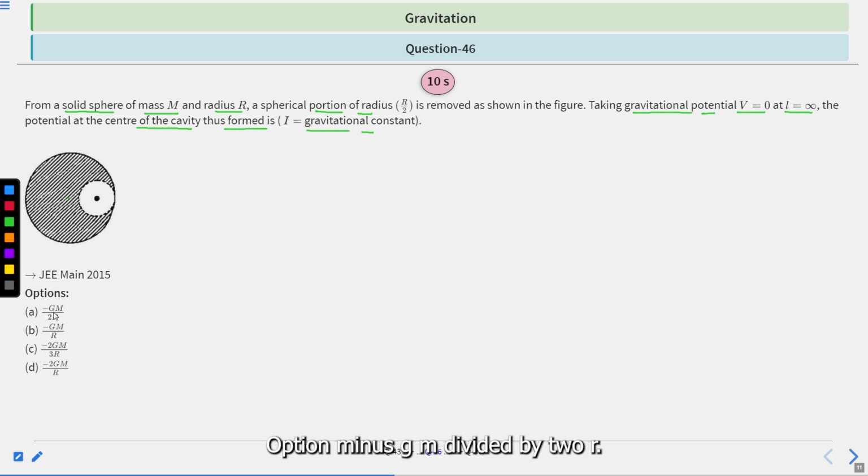Option A: minus GM divided by 2r. Option B: minus GM divided by r. Option C: minus 2GM divided by 3r. Option D: minus 2GM divided by r. So which one is correct? You have 10 seconds to solve this question. After 10 seconds, we will provide the solution.